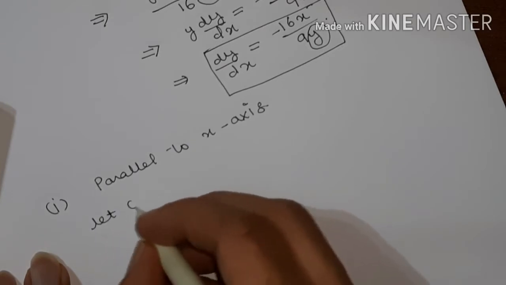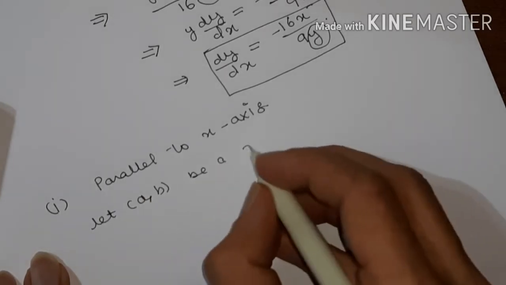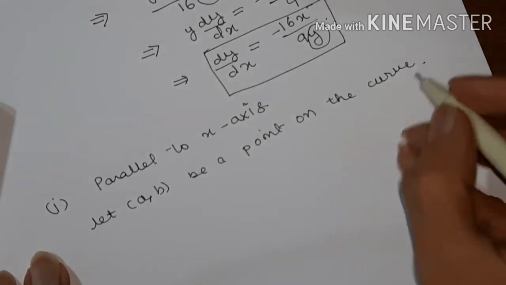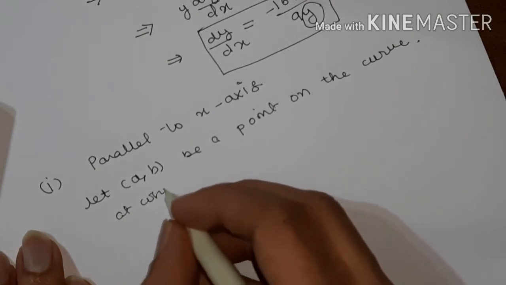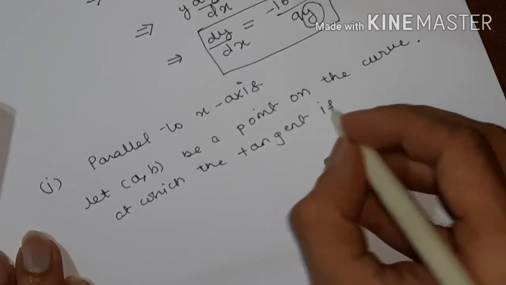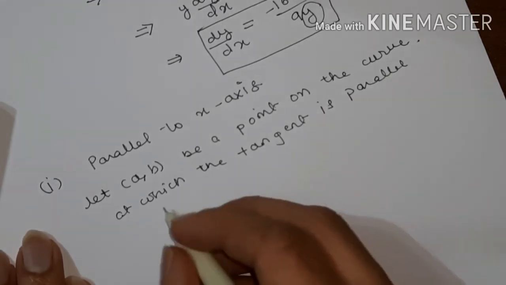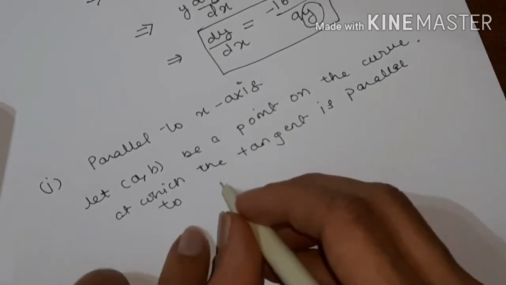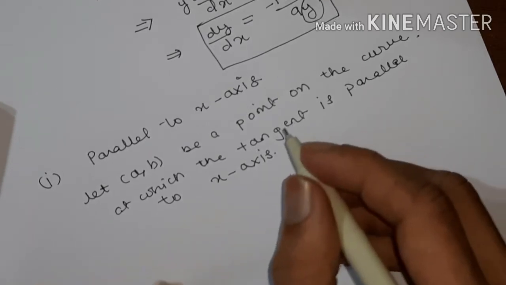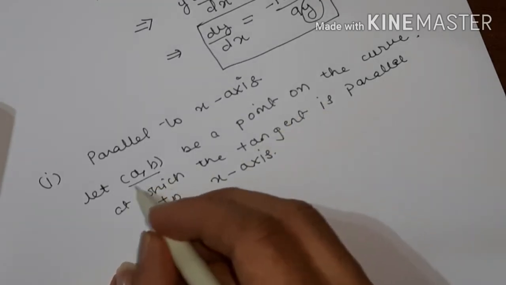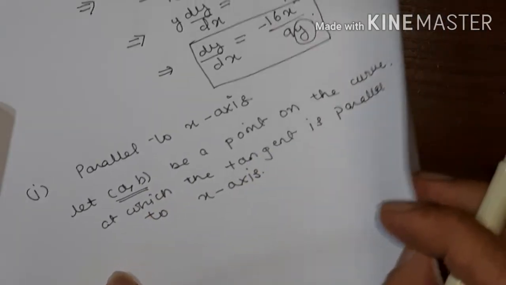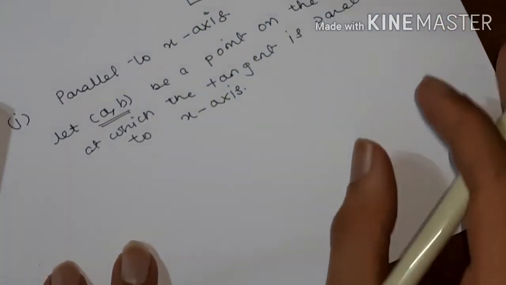So let a comma b be a point on the curve at which the tangent is parallel to the x-axis. This is the condition that this point satisfies. Let a comma b be a point on the curve at which the tangent is parallel to the x-axis.